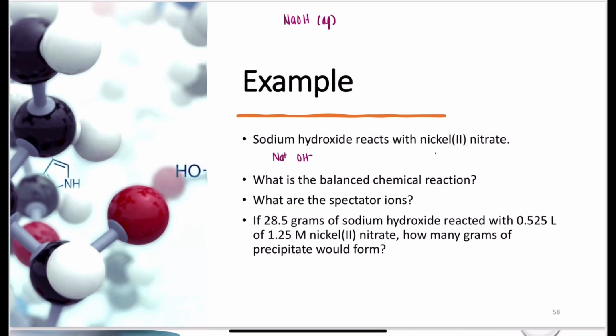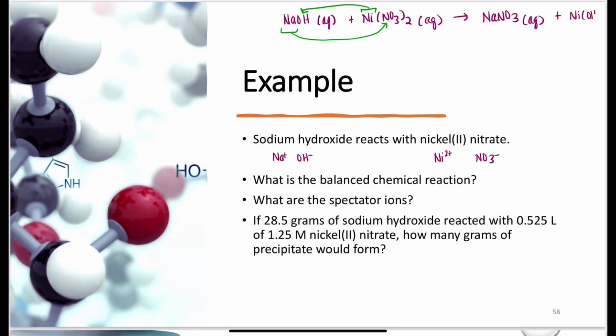It reacts with nickel 2 nitrate, nickel 2, Ni2+, nitrate, NO3 minus. I need 2 nitrates for every 1 nickel, and nitrates are always soluble. Swap partners. Sodium to nitrate, nickel to hydroxide. That's going to give me NaNO3, 1-to-1 ratio, and Ni(OH)2. I need 2 hydroxides for every 1 nickel.